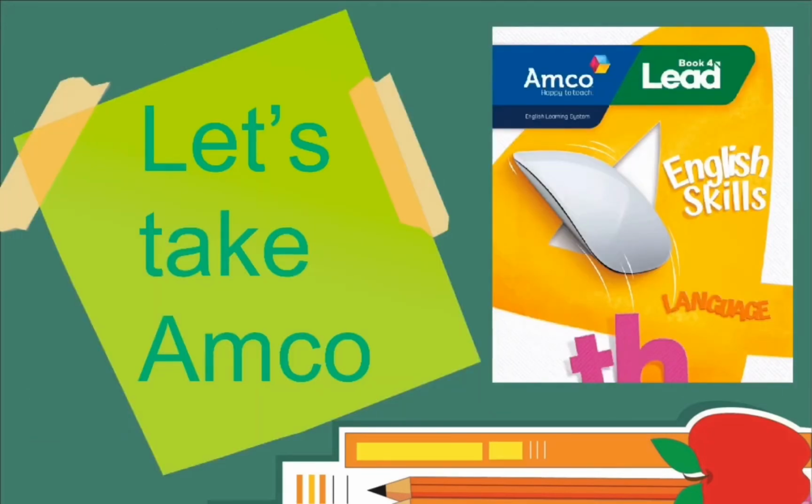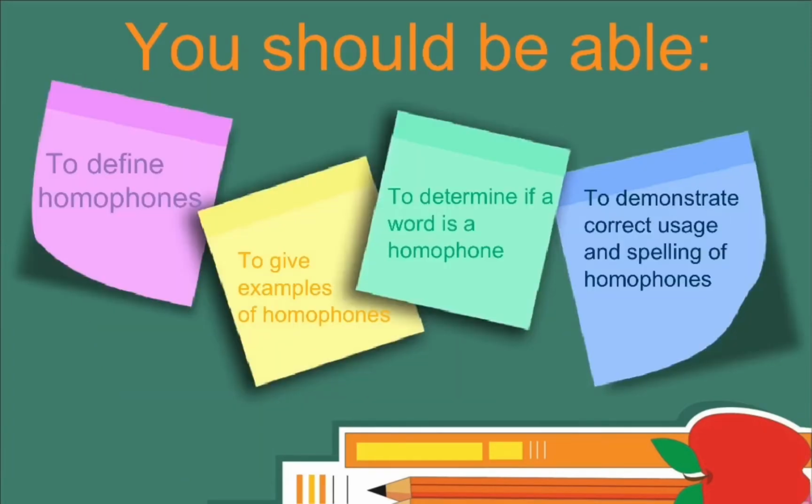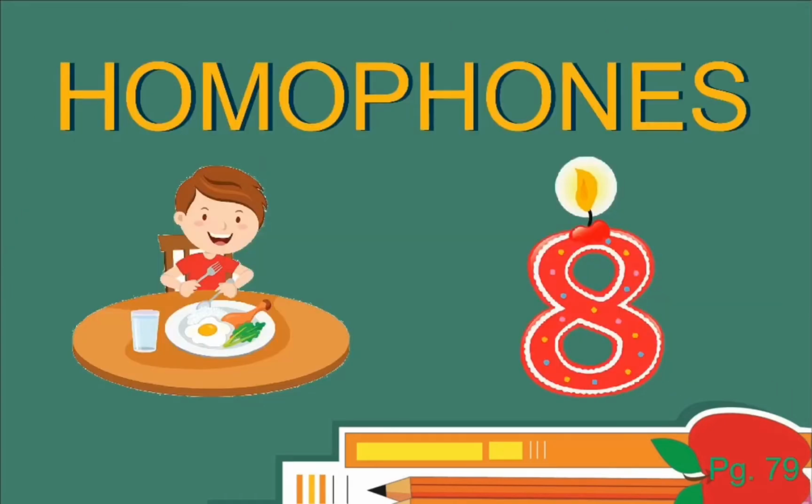Okay, so first things first. Let's take our AMCA book. Ready? Okay, let's start with our objectives. You will be able to define homophones, to give examples of homophones, to determine if a word is a homophone, and also to demonstrate correct usage and spelling of homophones. Now, do me a favor and let's go to page 79 of your language section.